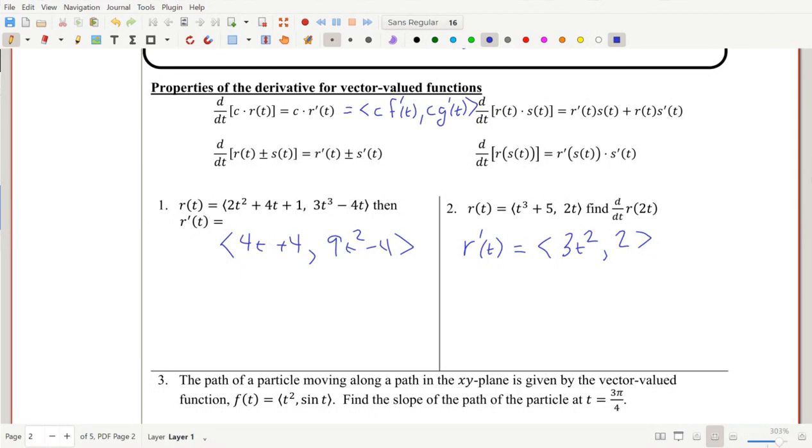If I want to plug something in here different than t, I'm going to plug that 2t in everywhere where I saw t, but at the end, I have to multiply by the derivative of 2t. That's the chain rule. That's what the chain rule was back in chapter 3. So what I'm going to do is plug in, instead of 3t squared, I've got 3 times 2t squared. And there's nothing to plug in here because it's just a 2.